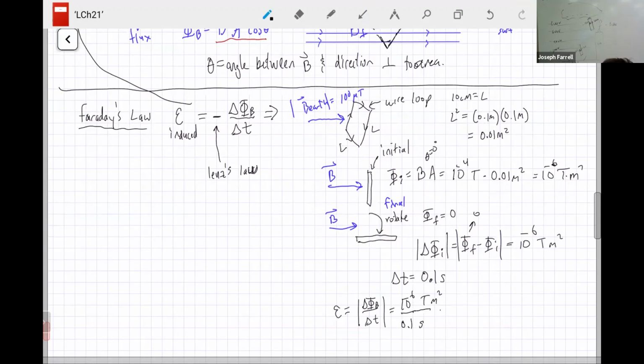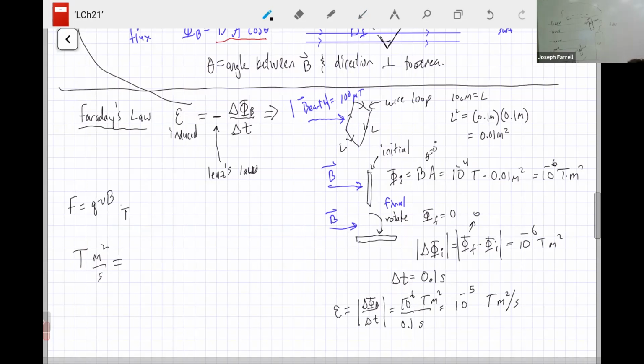So that's my situation, and looks like we're going to get 10 to the minus 5 Tesla meters squared per second. And so let's look at these units, Tesla meters squared per second. In principle, this says those should be units of volts. So are these volts? Well, one thing I like to use is the force law, QVB, to think about the units of a Tesla. So we just try that.